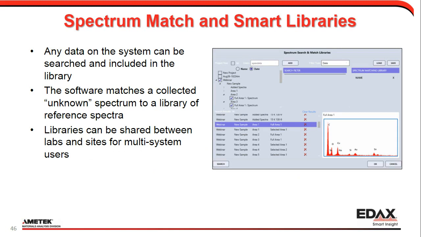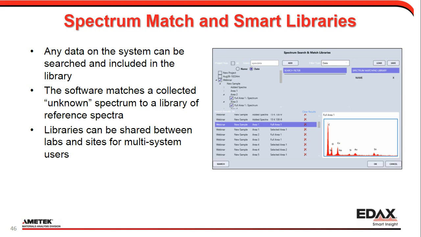Spectrum Match and Smart Libraries is an add-on to Apex 2.0. This is a quick and convenient method for identifying compounds present in a material. A user can conclusively identify a material without relying on data interpretation. This is a good tool to have for doing something over and over again.